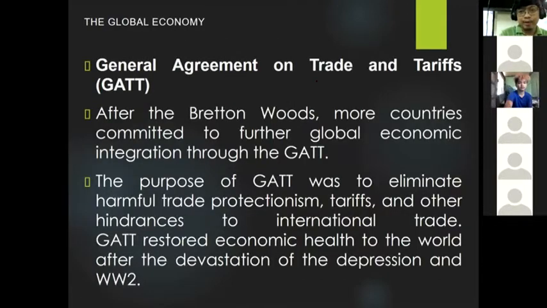The General Agreement on Trade and Tariffs is another international organization which was inaugurated or established after World War II. Ang purpose ng GATT or General Agreement on Trade and Tariff, minsan pinagpapalitin General Agreement on Tariff and Trade, was to eliminate harmful trade protectionism, tariffs, and other hindrances to international trade. Now, itong GATT na ito, later on, it was replaced by the World Trade Organization. The main purpose is maging referee.